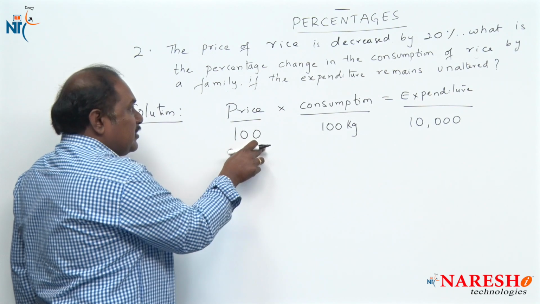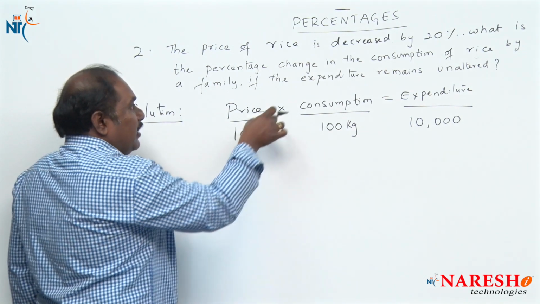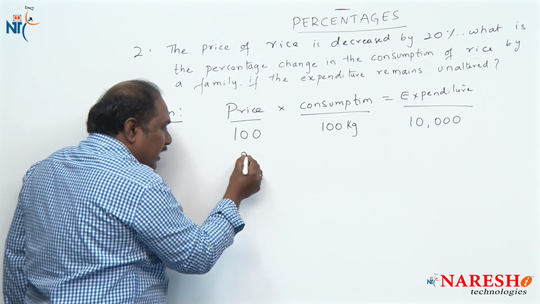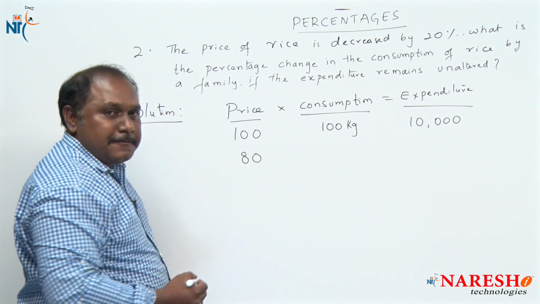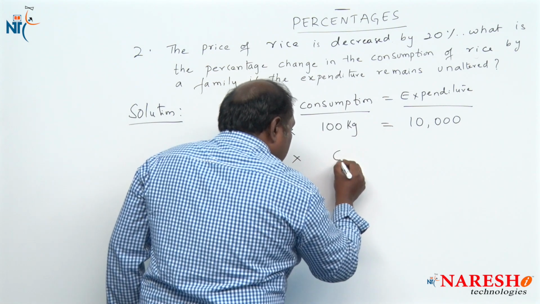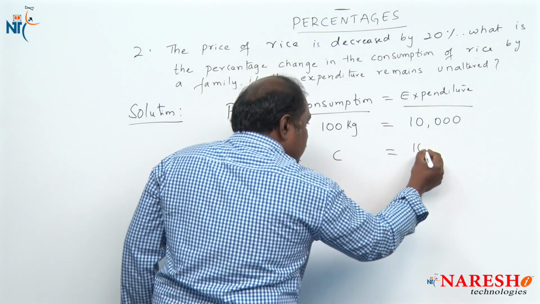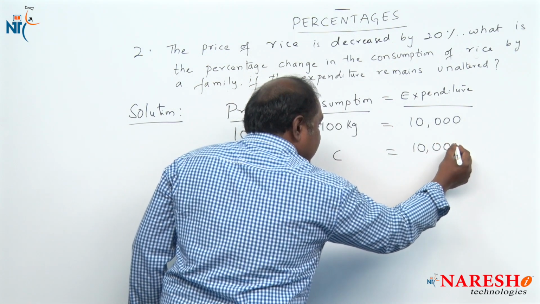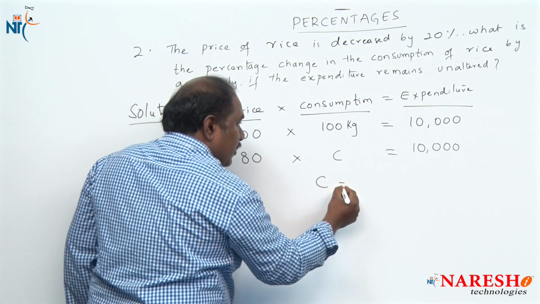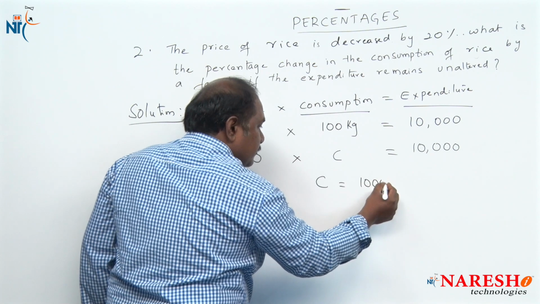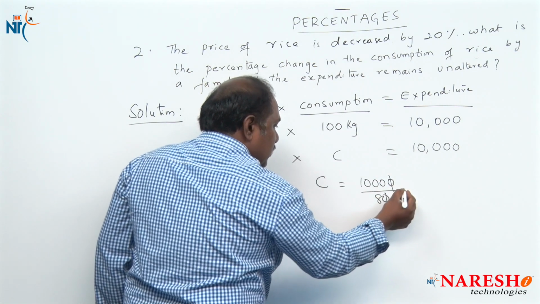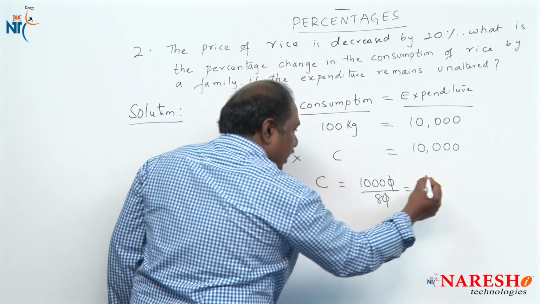Now this price, which is initially 100, is decreased by 20%. So the new price of the rice should be 80. We do not know about consumption now, but expenditure should remain the same, 10,000. Expenditure remains unaltered. Now what is the consumption? It should be 10,000 divided by 80. Solving this, we get consumption is 125.